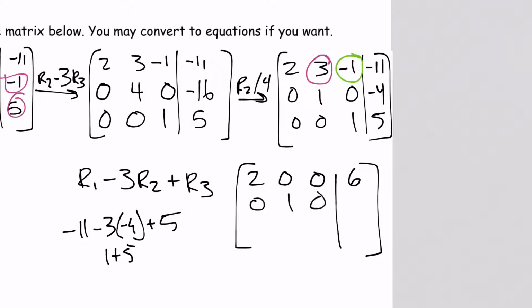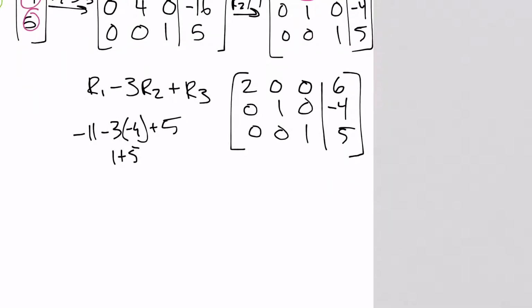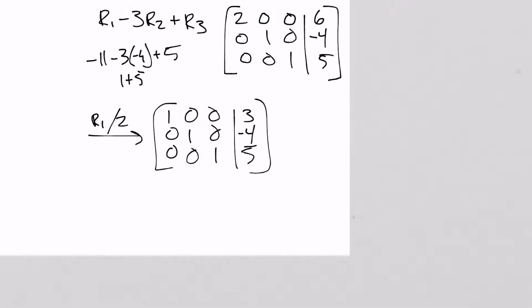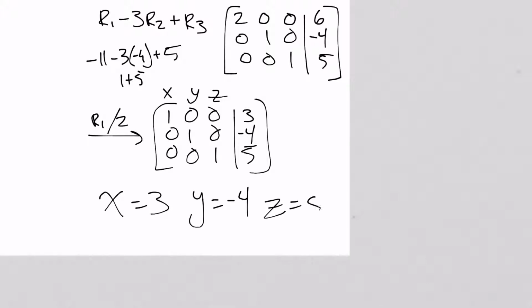Still have 0, 1, 0, negative 4. Still have 0, 0, 1, 5 right there. So my last step, all I need to do is take row 1 and divide it by 2. And I'll get 1, 0, 0. 6 divided by 2 is 3. And I get 0, 1, 0, negative 4. And 0, 0, 1, 5. So if I let this be an x row, a y row, and a z row, I would be saying x equals 3, y equals negative 4, and z equals 5.